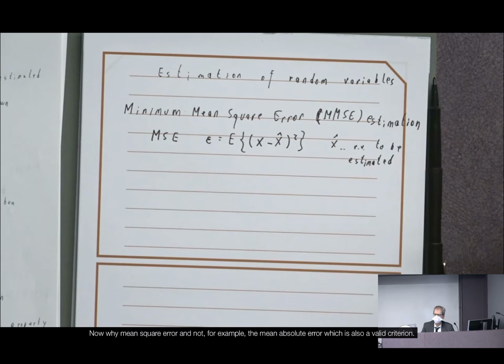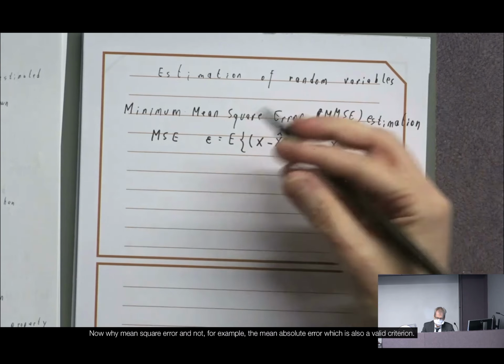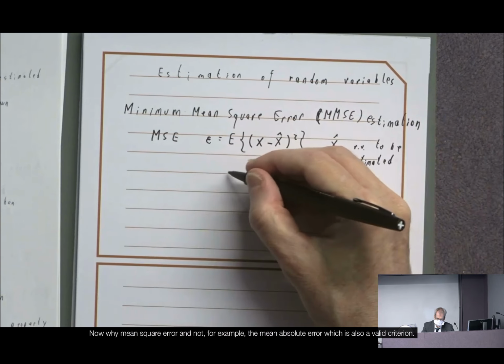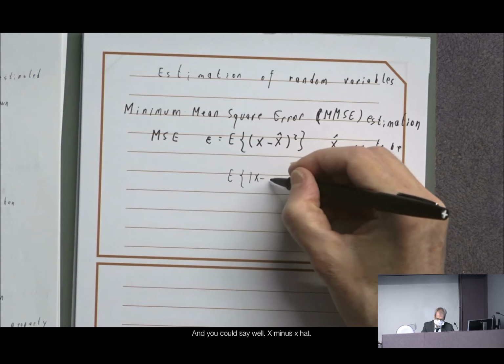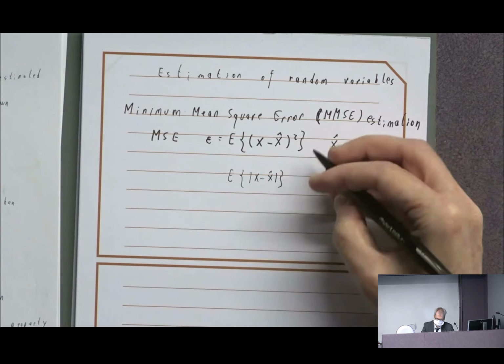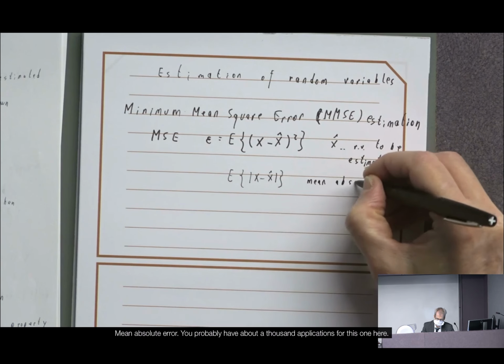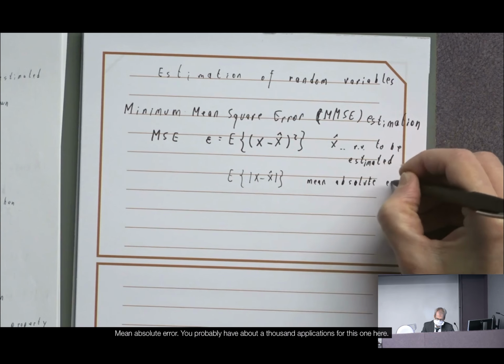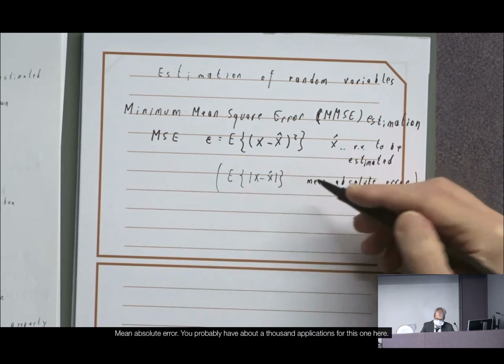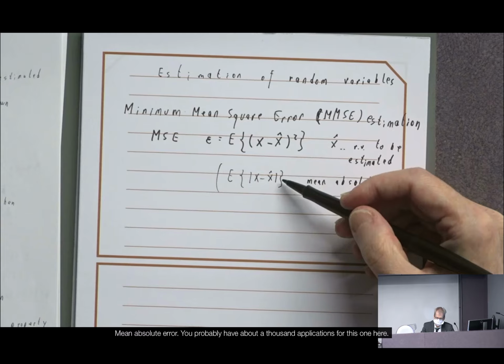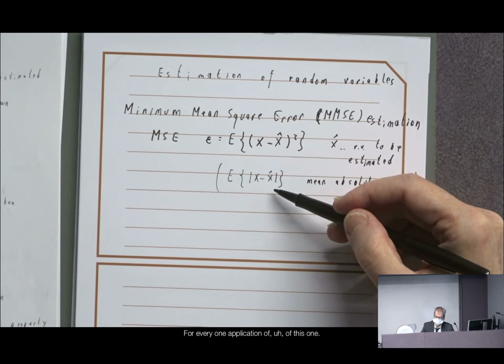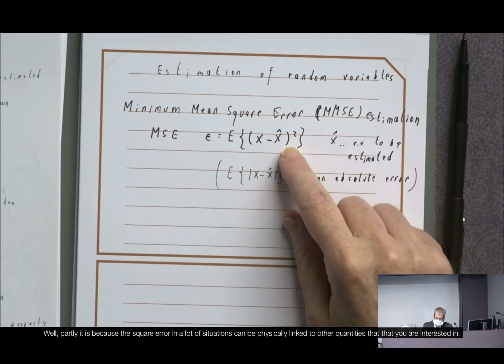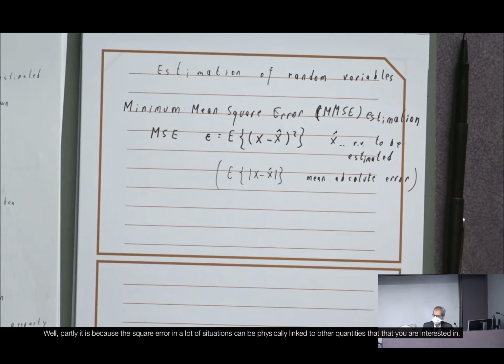Now, why mean square error and not, for example, the mean absolute error, which is also a valid criterion? You could say, well, |x minus x hat| would be the mean absolute error. You probably have about 1,000 applications for this one here, for every one application of that one. Well, partly it is because the square error in a lot of situations can be physically linked to other quantities that you are interested in. For example, again, in communication and information theory, there is a relationship between the capacity and the mean square error.